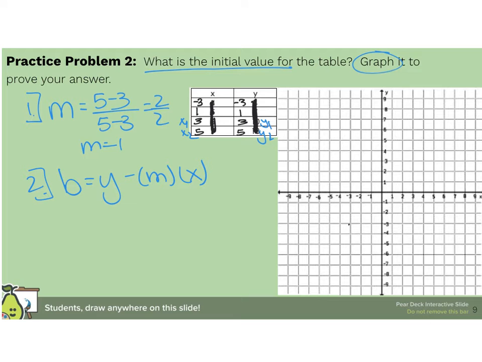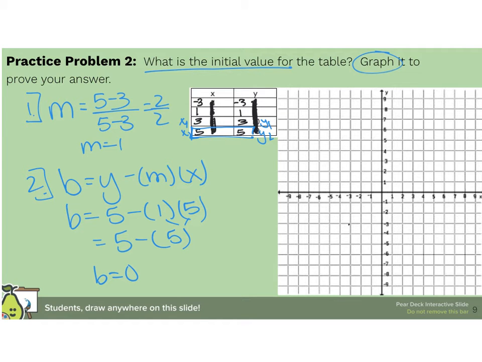I'm going to pick the last point for my x and my y. So y is 5 minus the slope, which is 1, times the x, which is 5. This gives me 5 minus 1 times 5, which is 5 minus 5. So that's 0. We haven't had that before. So my y-intercept is 0.